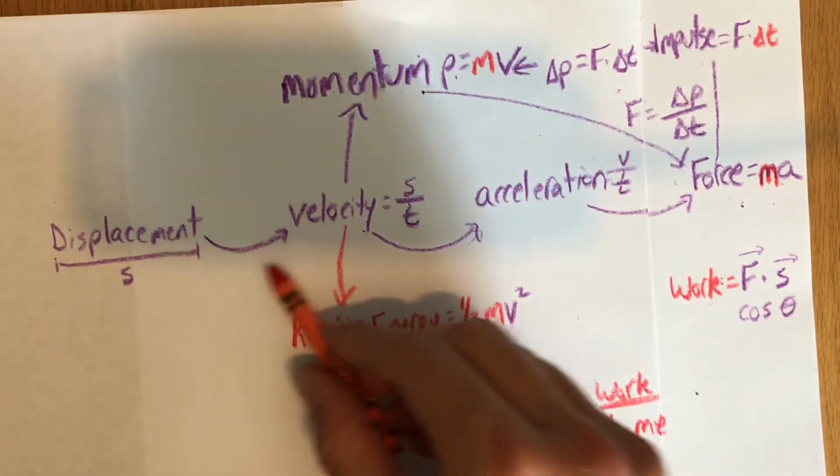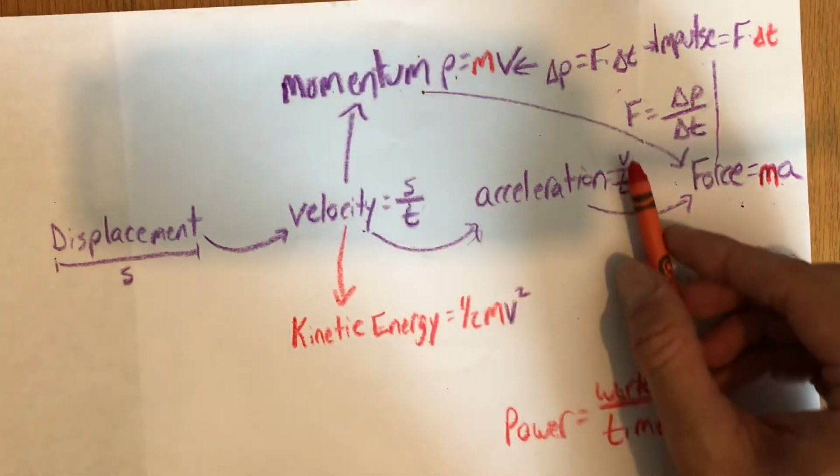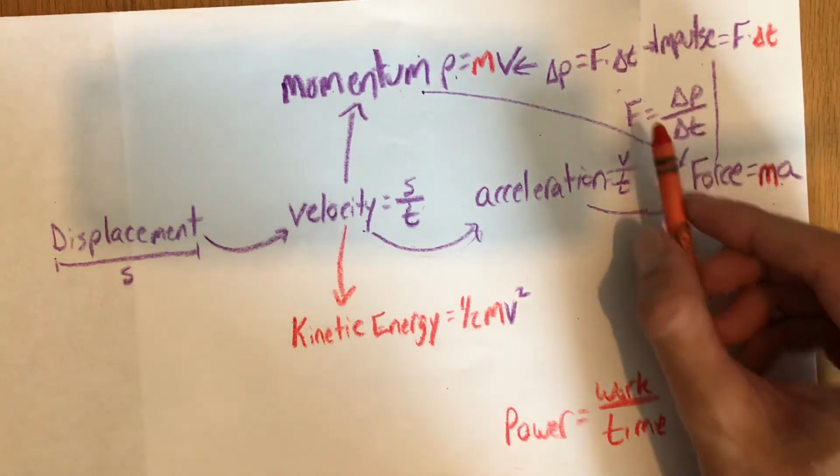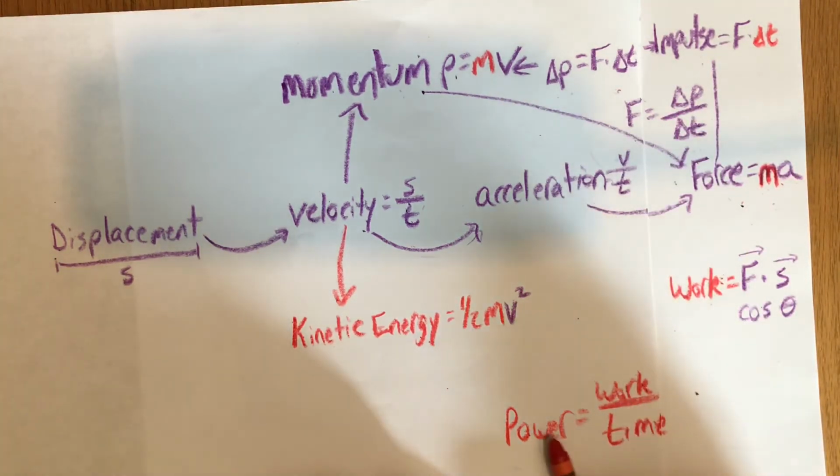There's lots of rates of change here. The rate of change of displacement is velocity. The rate of change of velocity is acceleration. The rate of change of momentum is force. The rate of change of work is power.